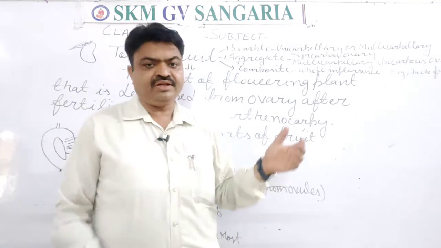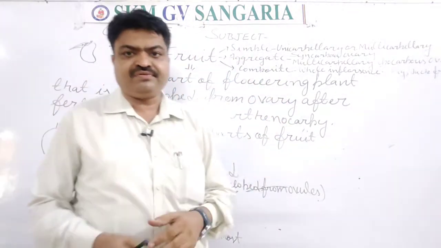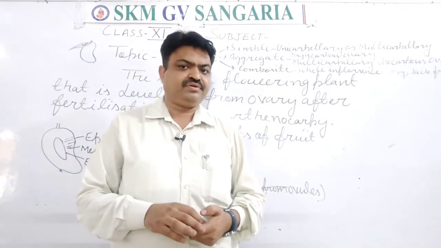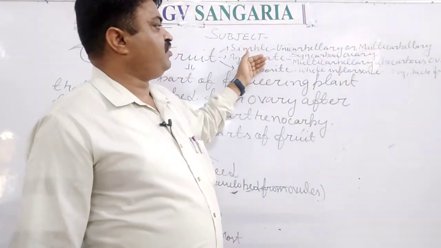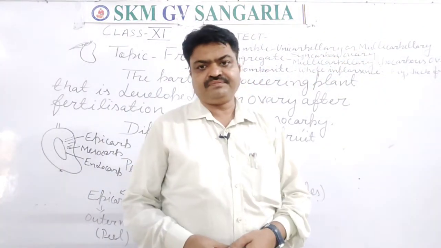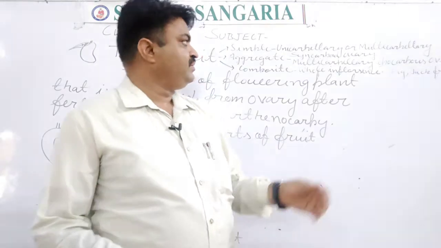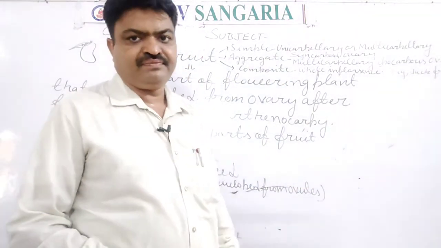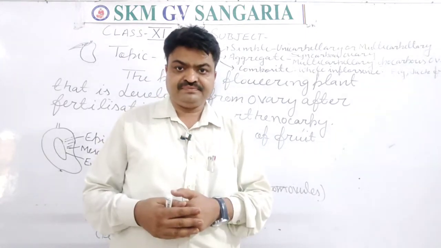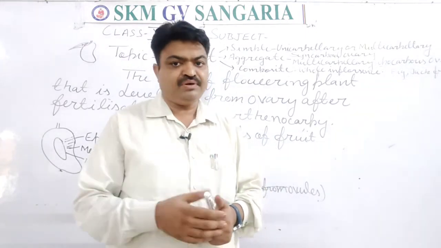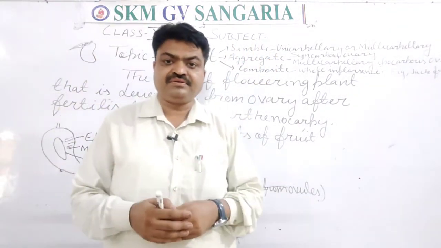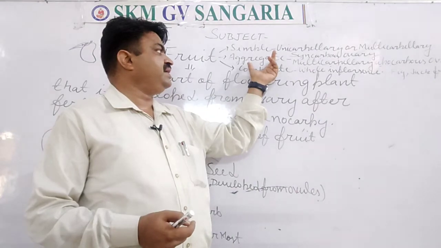Now we come to the next. It is aggregate fruit. Now the aggregate fruit is developed from multicarpellary apocarpous ovary. And these fruits are found in groups, students. And generally the example of this is grapes. Grapes are the examples of aggregate fruit.